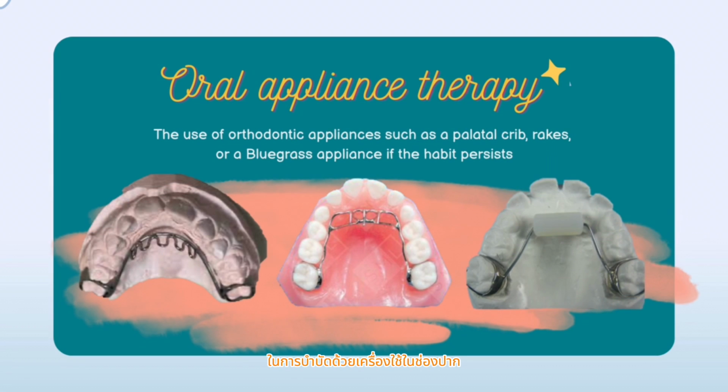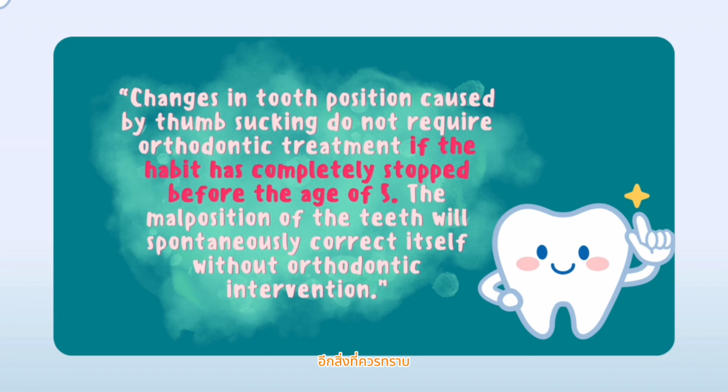In oral appliance therapy, orthodontic appliances such as a palatal crib, rakes, or a blue grass appliance are used if the habit persists. Another thing to note is that changes in tooth position caused by thumb sucking do not require orthodontic treatment if the habit has completely stopped before the age of 5. The malposition of the teeth will spontaneously correct itself without orthodontic intervention.